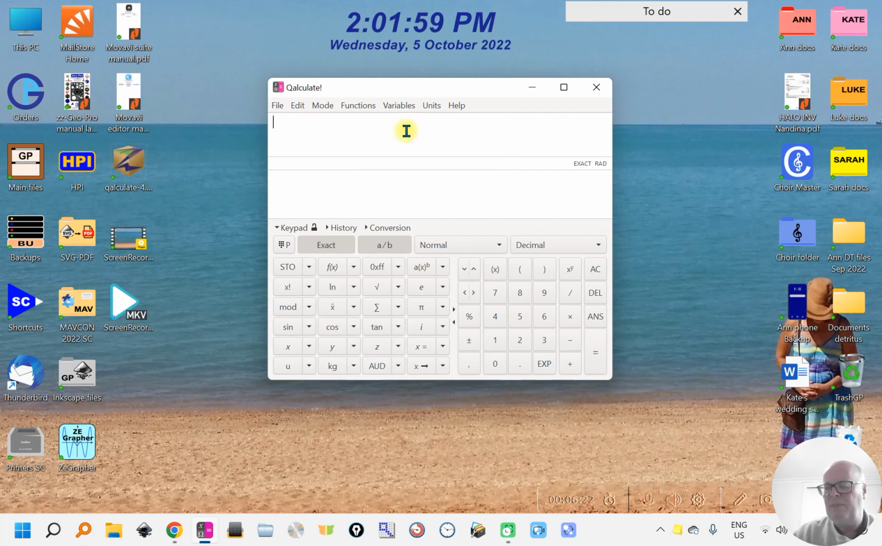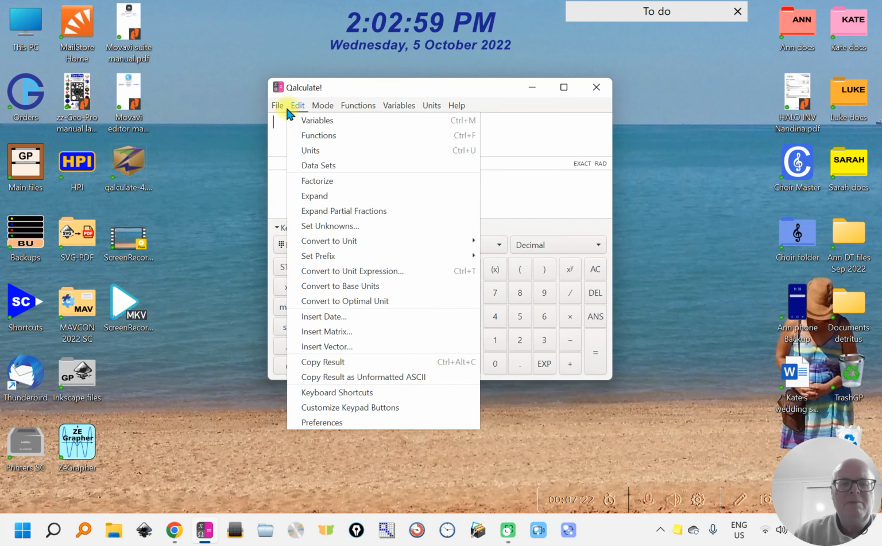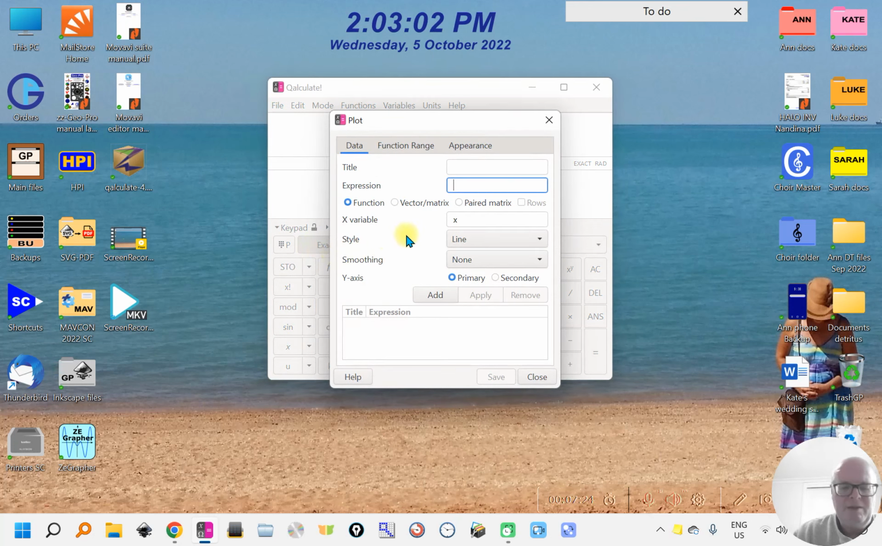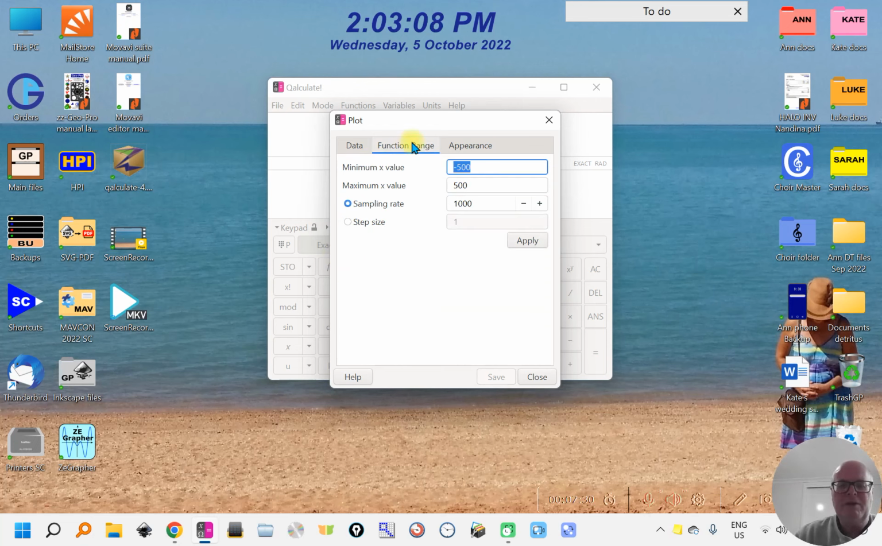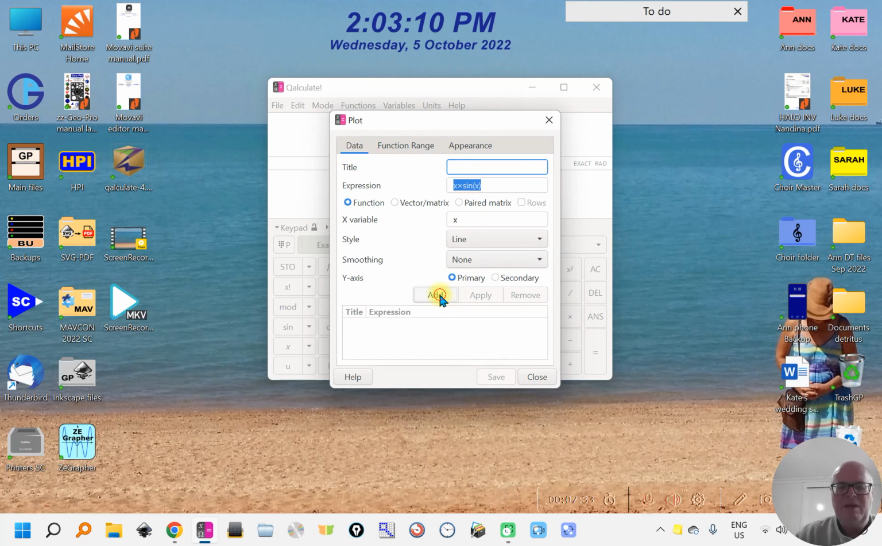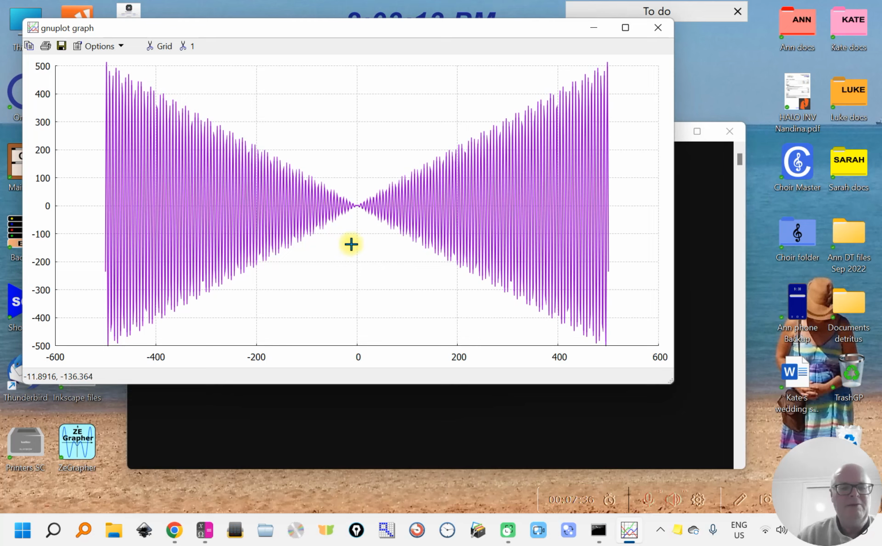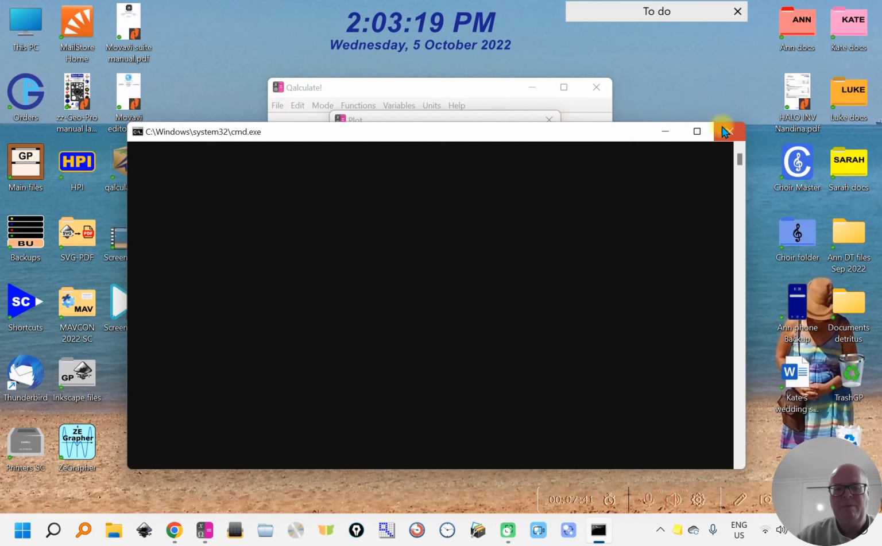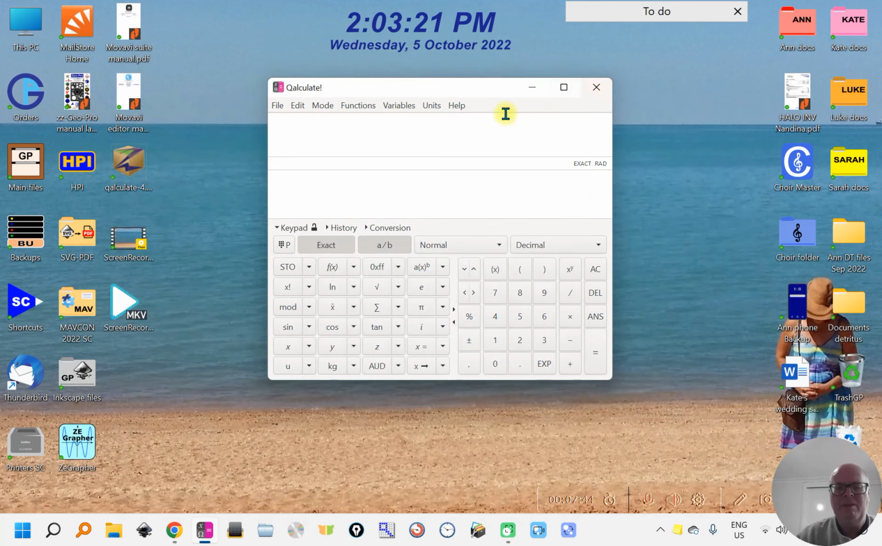It even has some surprising things you could do. So some quite surprisingly powerful algebraic capabilities here. You can even plot functions under file, plot functions, and if I go x times sine x, and you've got a function range here, I'll leave that as is, and add that function, and we have an interesting plot, which I'll close over here. So yeah, we've only just scratched the surface, as I said earlier.